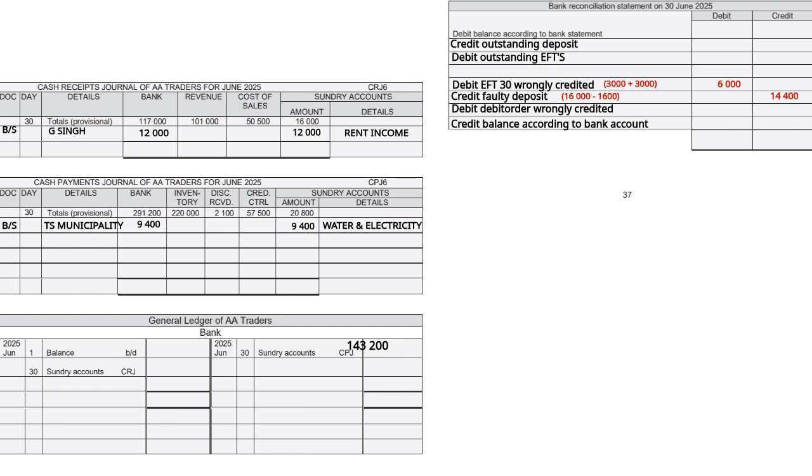Then 4.5. The debit order on 27 June to Outsurance is with regard to the insurance of the entity. Sorry, it was incorrectly credited by the bank on the bank statement. So first of all, we never included it in our CPJ. So it's bank statement. Outsurance is the details. It's 3,300 Rand in my bank, 3,300 in my sundries, and my details will be insurance.